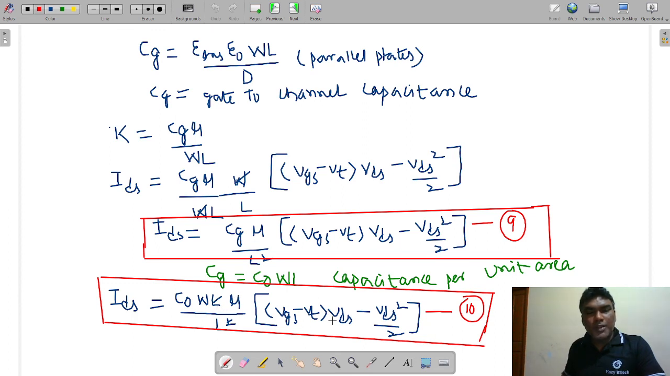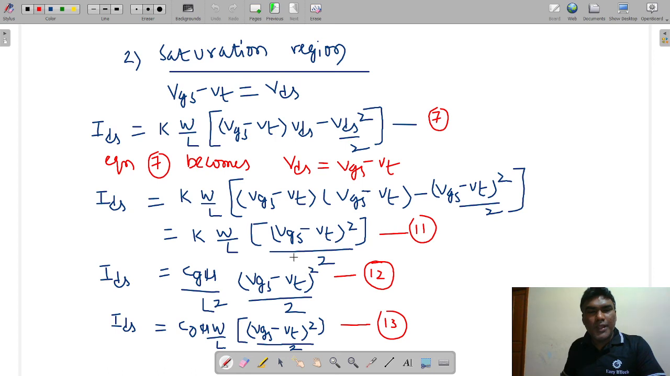Now in saturation region you can substitute this, rewriting equation number 10: VGS minus VT into VGS minus VT minus VGS minus VT whole square by 2. Simplification gives VGS minus VT whole square by 2. Now these are the 3 equations of saturation region, which are written like those in non-saturation region. So these are the current equations IDS and VDS in saturation and non-saturation.